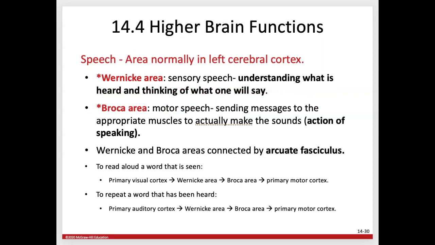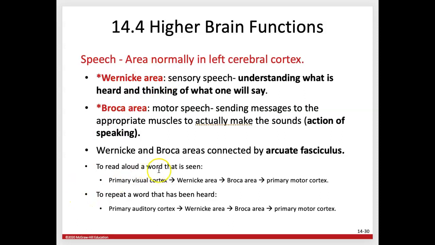Some higher brain functions include speech. This area is normally in the left cerebral cortex. We have two specific areas that I may ask you about, the Wernicke area and the Broca area. The Wernicke area is the sensory speech area, understanding what is heard and thinking of what one will say. The Broca area is the motor speech area, so that's the action of speaking. So Wernicke is basically understanding speech and thinking of what to say, and Broca is the act of speaking.